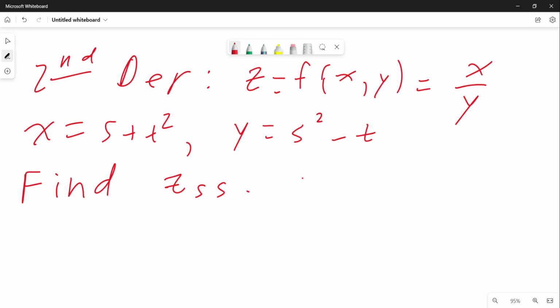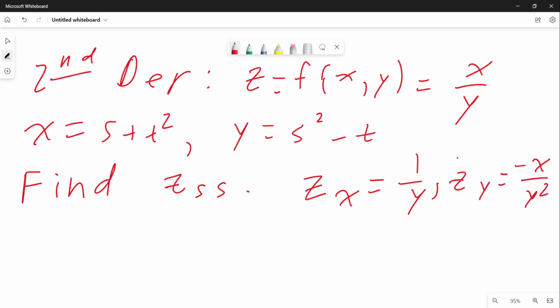All right. So, let's do the first partials first. zx is 1 over y. x is not a constant, but y is a constant. So take the derivative with respect to x, it goes to 1, with 1 over y. zy is negative x over y squared. That's calculus 1. Pull the x out, 1 over y, or y to the negative 1. Use the power rule to get this. So I'll trust you can work that out on your own.